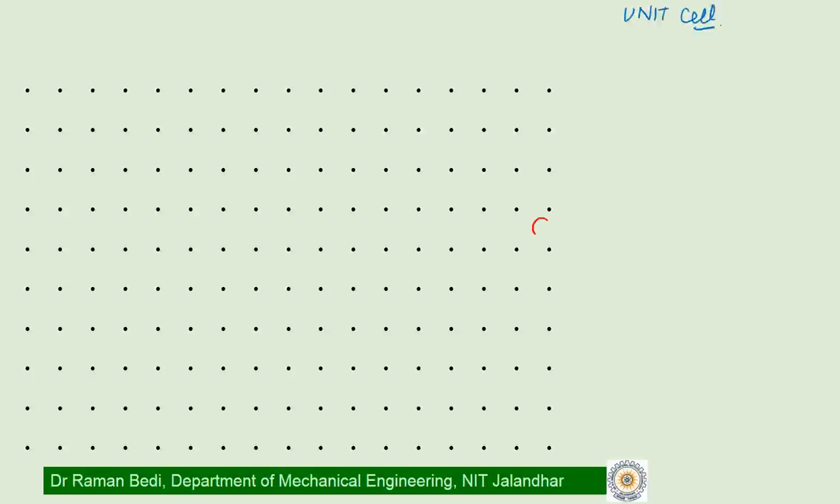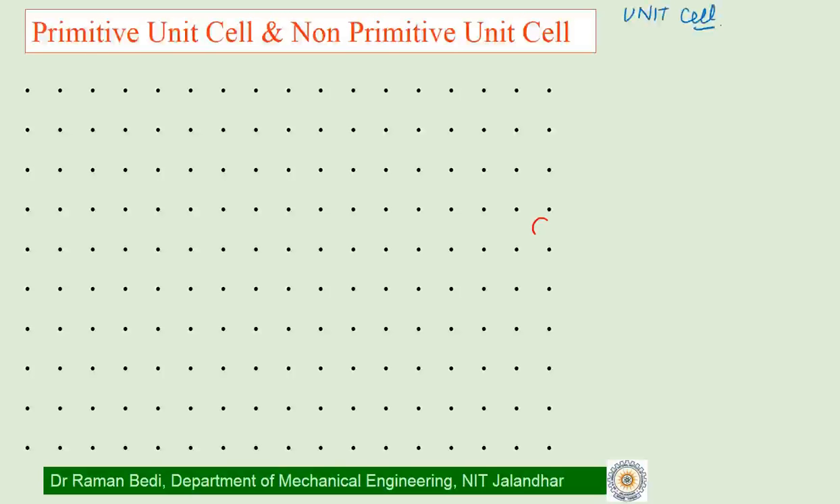Let us see how do you define a unit cell. So trying to define unit cell here, we will then refer to what are various types of unit cell. So we'll be having discussion about primitive unit cell and a non-primitive unit cell. It is very important to understand the difference between these two types of unit cells, the primitive unit cell and the non-primitive unit cell.